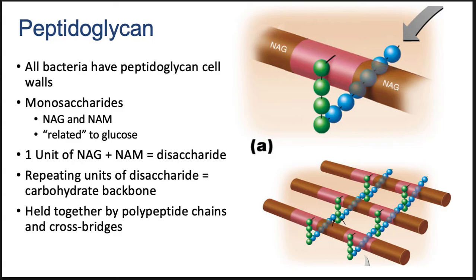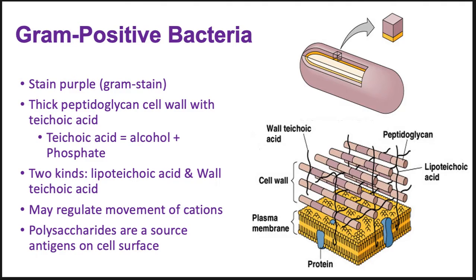Remember that peptidoglycan is made up of two monosaccharides called NAG and NAM, and all of that is held together through the polypeptide chains and cross bridges. Gram-positive has a teichoic acid that helps give the cell wall extra support. Teichoic acid is an alcohol and a phosphate, and you can have it be strictly located within the wall, or it can traverse from the membrane to the wall. Okay.